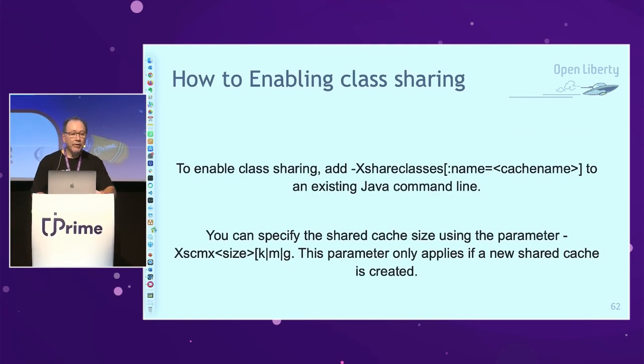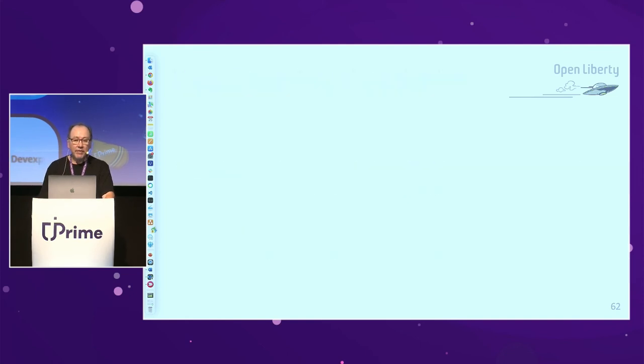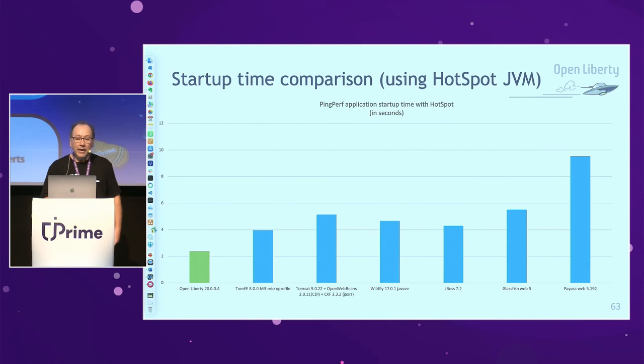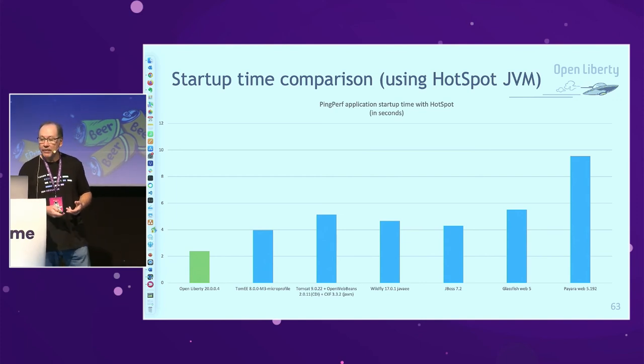I know I'm running out of time here, and I know you guys are hungry. Enabling it is easy. It's just some more JVM options. Let's get going here. Startup time comparison: again, we're using the Open Liberty runtime using HotSpot.